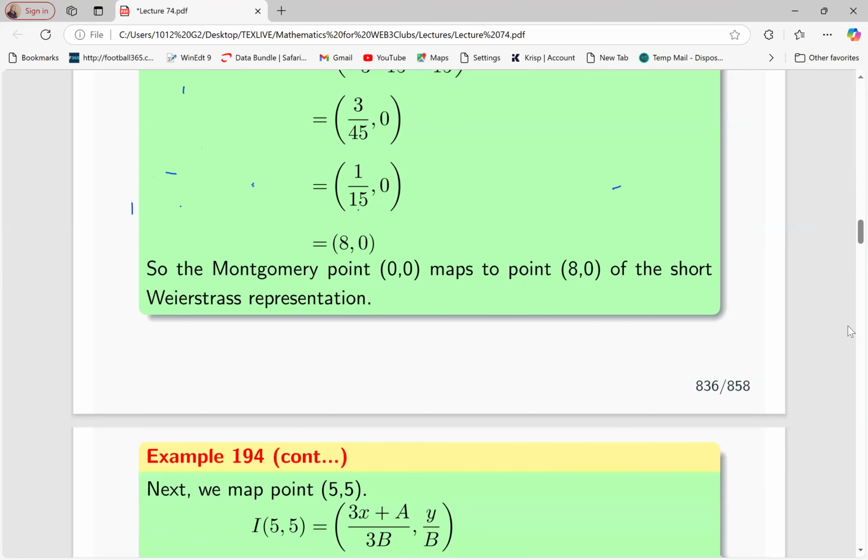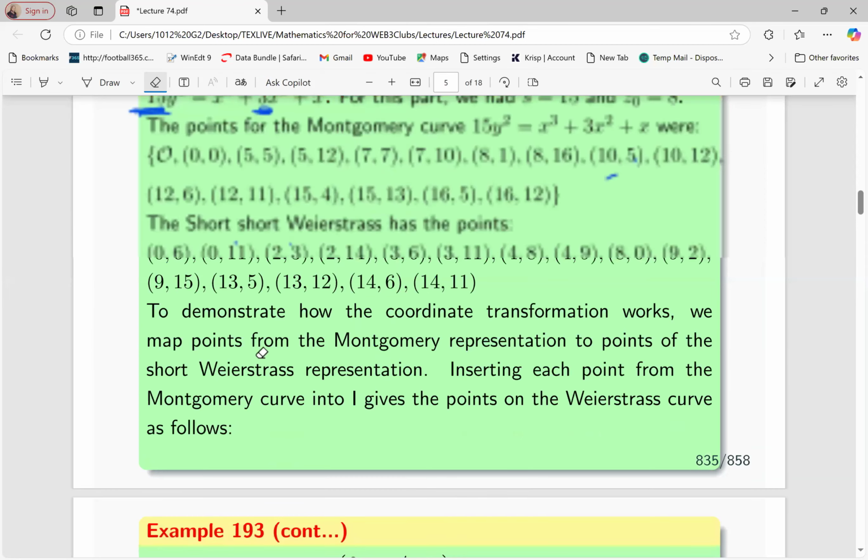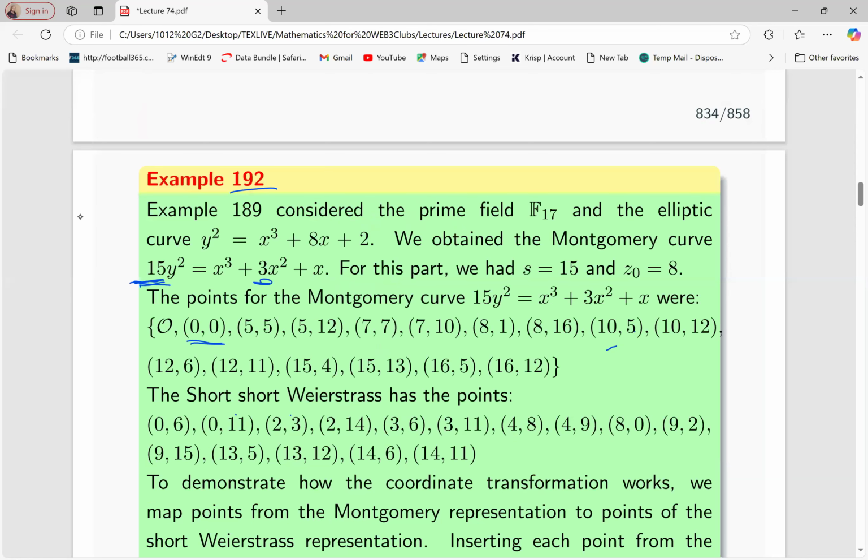Now I want to map (5, 5). Let me just find out. (5, 5) is on Montgomery, yes, this point. The first point (0, 0) on the Montgomery has been mapped to (0, 8). So you cannot easily tell where it's mapped to until you calculate. You can imagine if you had a very big field, dealing with a very big prime number, then you cannot easily tell where that point will be mapped to. You can see where it has been mapped here.